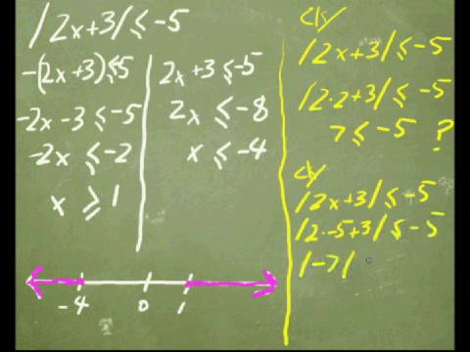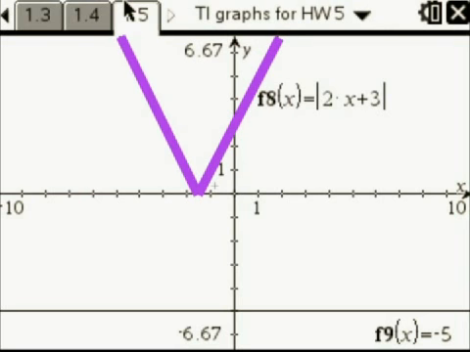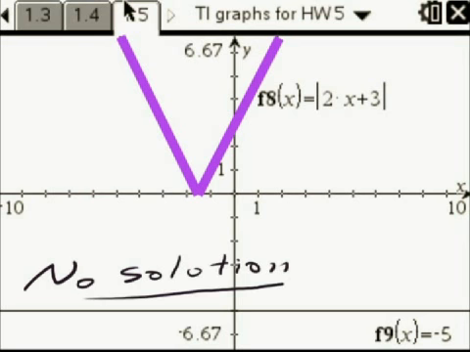And let's see, plus 3. And 7 is not less than -5. I think I might have a problem. On my graphing calculator, this is the graph of the function, and you'll notice the horizontal line below it, -5. There is no point where this function is less than -5.